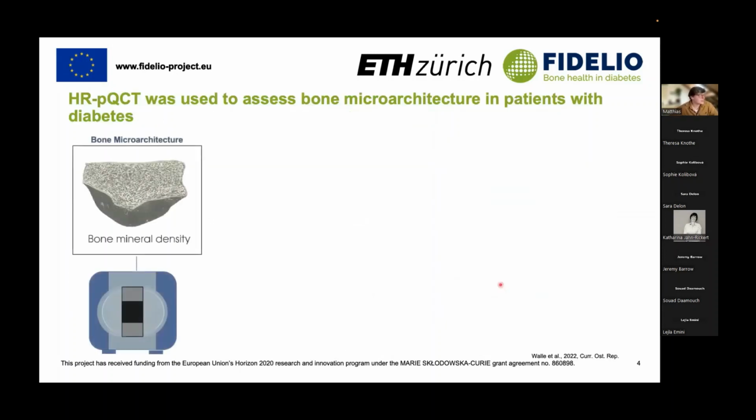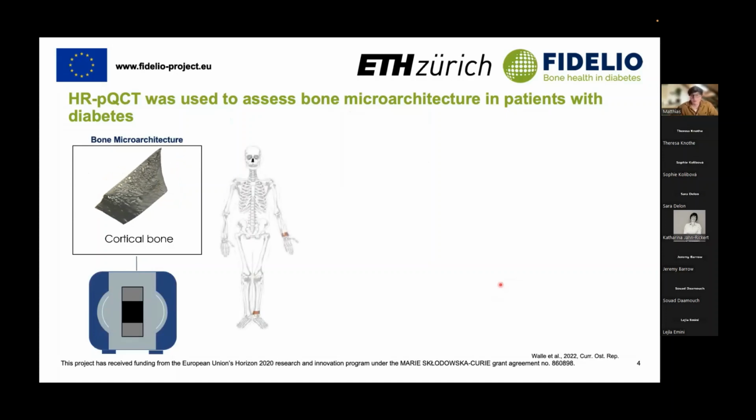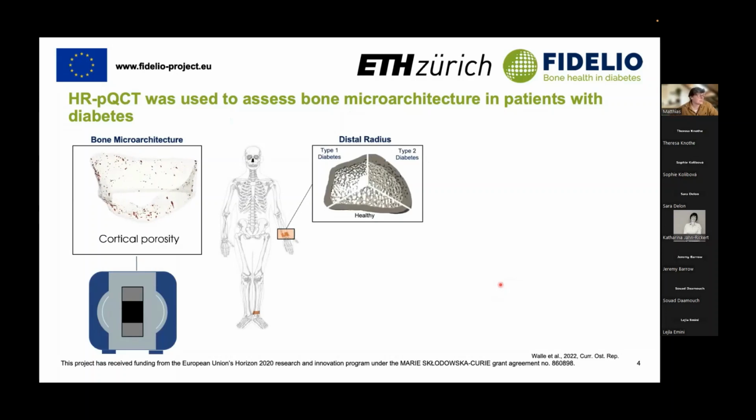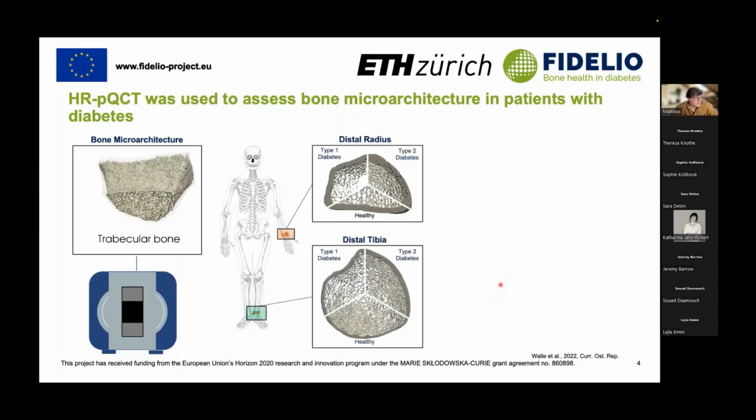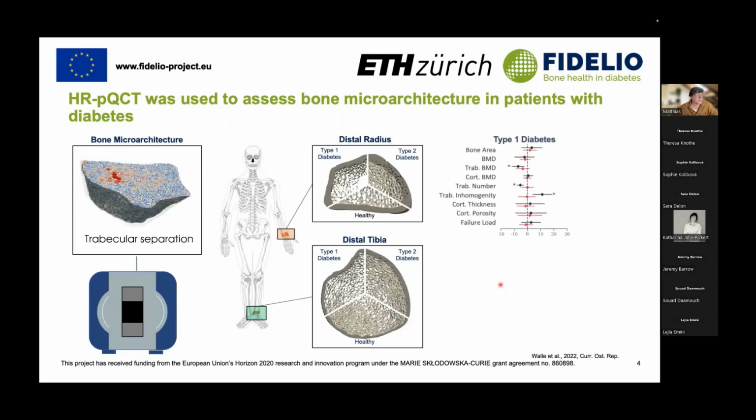And of course, HR-pQCT can also be used to measure bone microstructure in diabetic patients, and this can be done at the distal radius or the distal tibia. We've performed a meta-analysis looking at the distinct microstructure alterations in these patients. And what we found is really interesting, that these types show really different bone phenotypes.